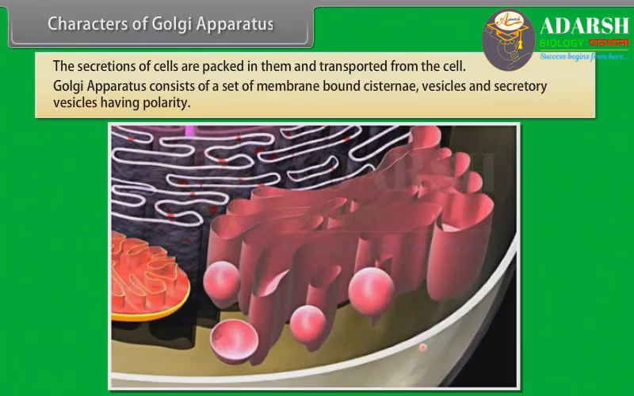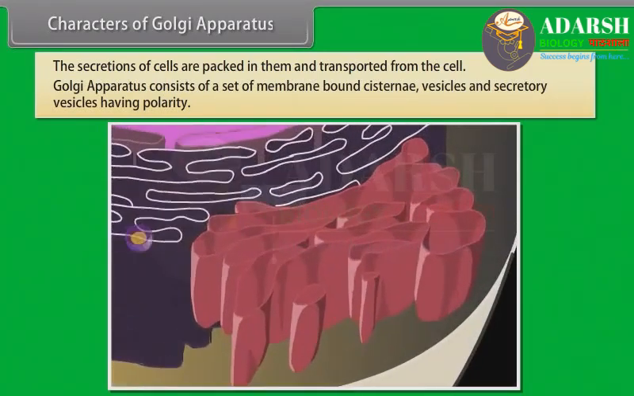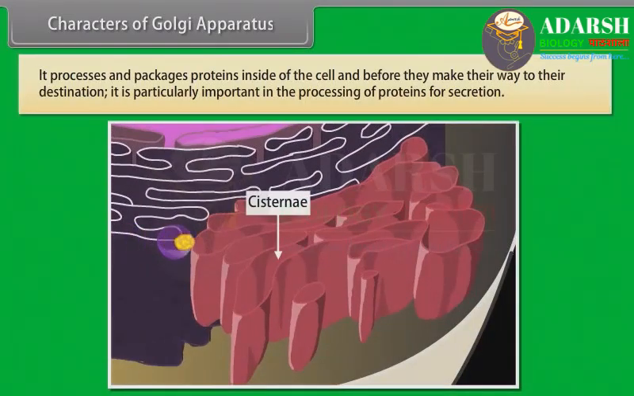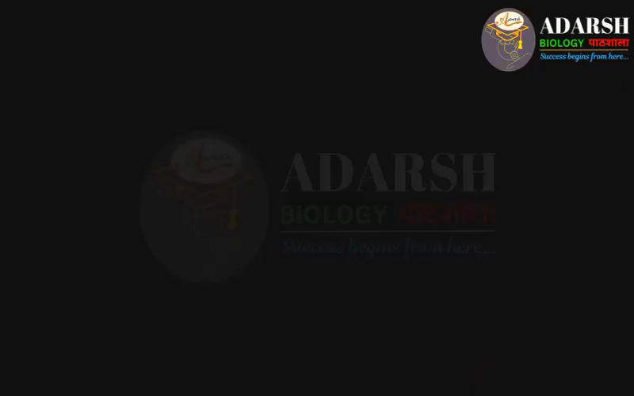Golgi apparatus consists of a set of membrane-bound cisternae, vesicles, and secretory vesicles having polarity. It processes and packages proteins inside the cell before they make their way to their destination, and it is particularly important in the processing of proteins for secretion.